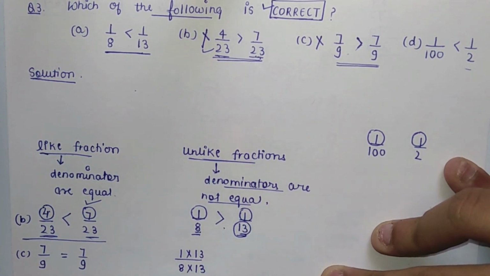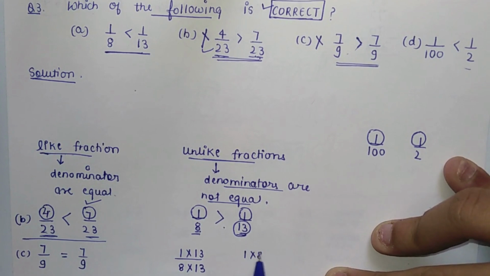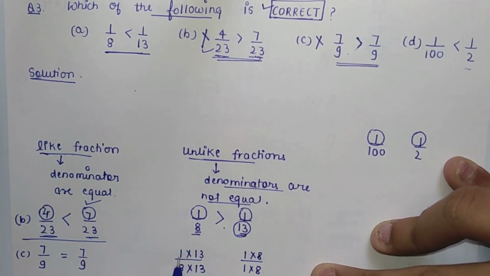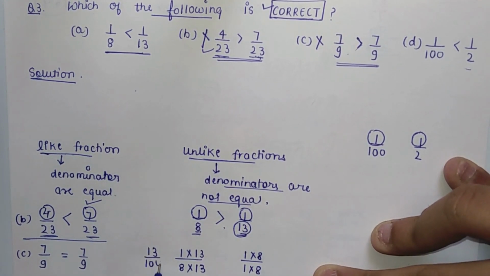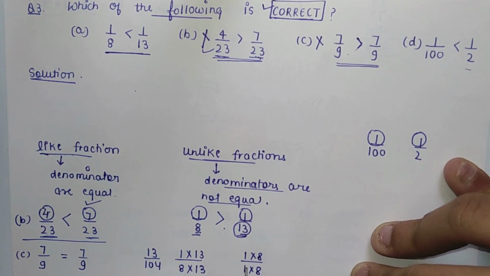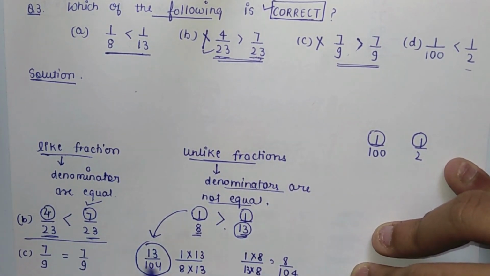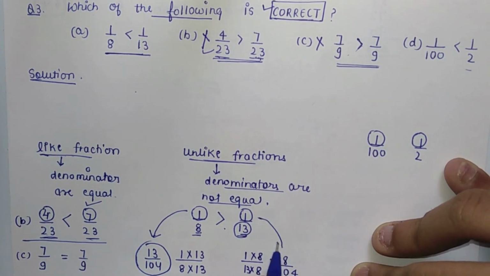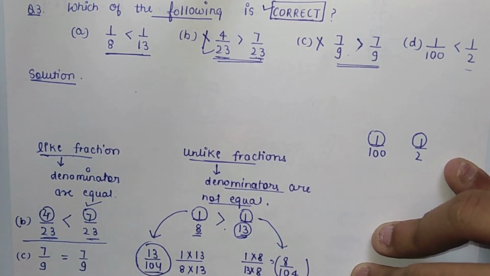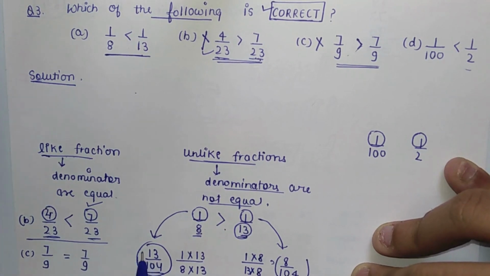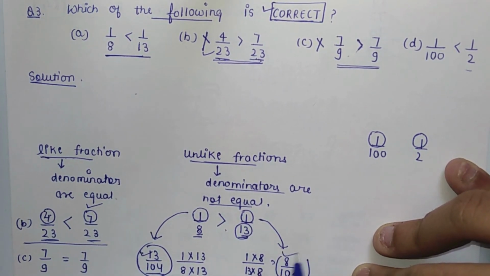So what we will do is multiply the fraction 1 by 8 by 13 to make the denominators the same, and 1 by 13 we will multiply and divide by 8. So here we will get 13 by 104, and here we will get 8 by 104. As you can see, this was 1 by 8 which we have made like this, and 1 by 13. After making the denominators equal, we can see this is 13 by 104 and this is 8 by 104.